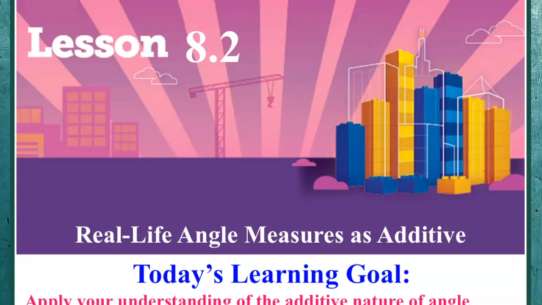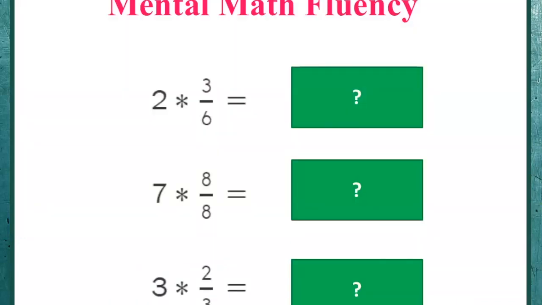We're going to be skipping around a little bit, so make sure that you are on the right journal page and home links. As always, get your math journal, math notebook, and pencil ready to go. So today we are going to be doing real life angle measures as additive, which is another word for adding. Today's learning goal: apply your understanding of the additive nature of angle measures to real life situations. But as always, we will start with a warm up.